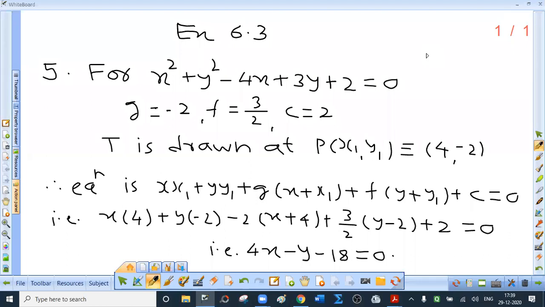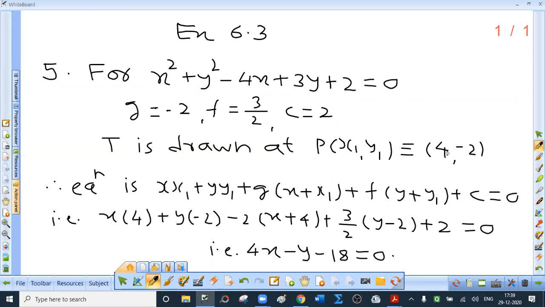Let us solve sum number 5 from exercise 6.3. Find the equation of the tangent to the circle x square plus y square minus 4x plus 3y plus 2 equal to 0 at the point (4, -2). Now for this circle, actually you should compare this with the general equation and so on. I have directly written 2g is minus 4, so g is minus 2. 2f is 3, so f is 3 by 2, c is 2.